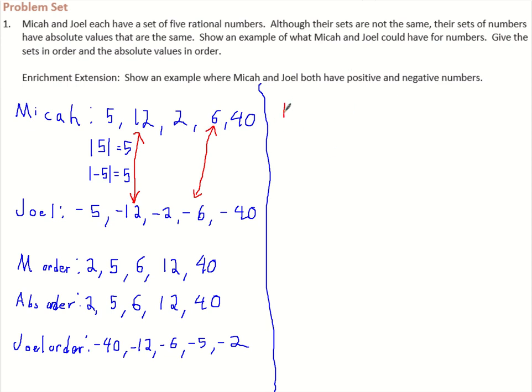So now Mika is going to have 5, negative 12, 2, negative 6, and 40. And Joel is going to have negative 5, positive 12, negative 2, positive 6, and negative 40.